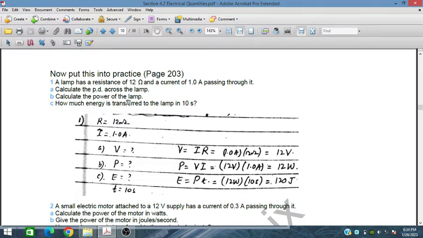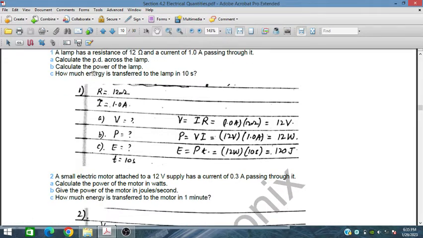And calculate the power of the lamp. Power is equal to VI. So voltage is 12 volt, and I is 1 ampere. So this is 12 watt. Now, how much energy is transferred to the lamp in 10 seconds? So we have to multiply this power with time, that is 10 seconds. So we will have 12 watt into 10 seconds is 120 joules. So this is part 1, question number 1.